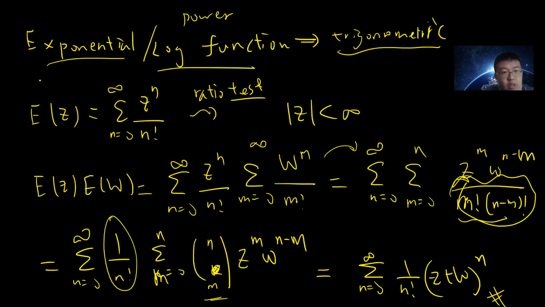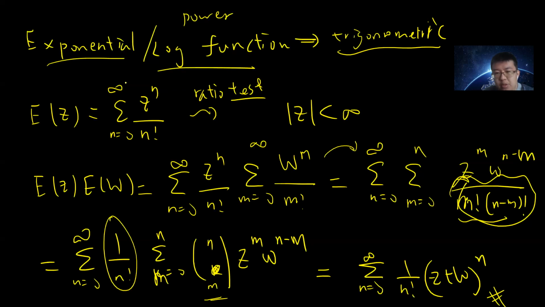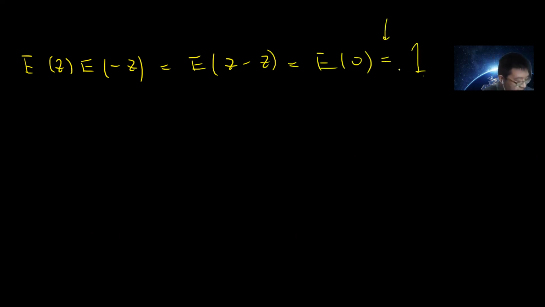So one consequence is e of z times e of minus z. Remember that we just got the first property of this function, which is e of z plus w. If you put w equal to minus z, you get e of z minus z, which is just e of 0. And then by the property of power series, e of 0 is 1.